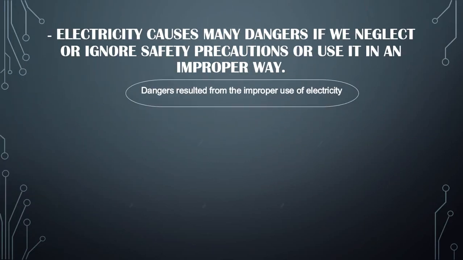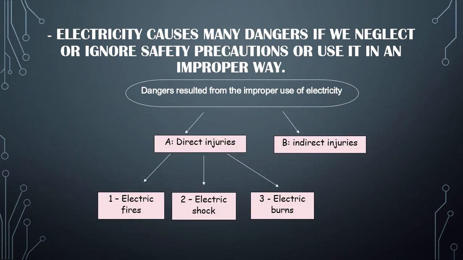First, let's agree that electricity is a double-edged weapon. It means that it has benefits and it also has dangers. Actually, many dangers. When will these dangers occur? If we neglect or ignore safety precautions or use it in an improper way.